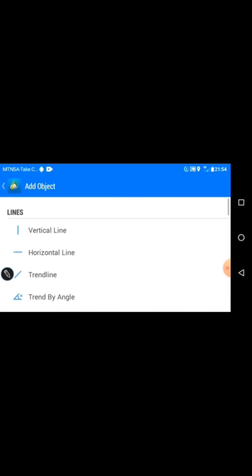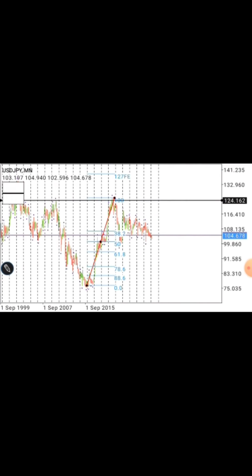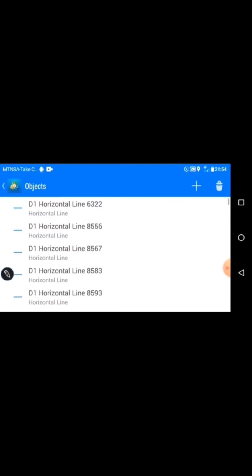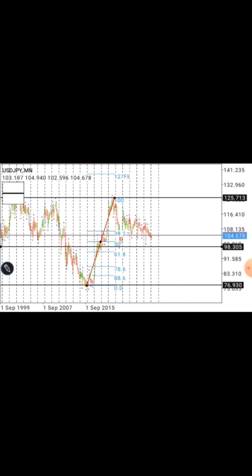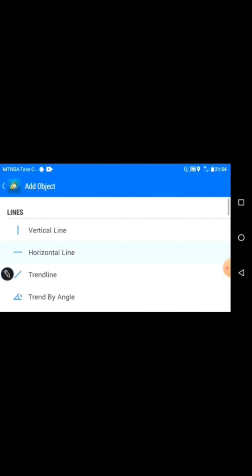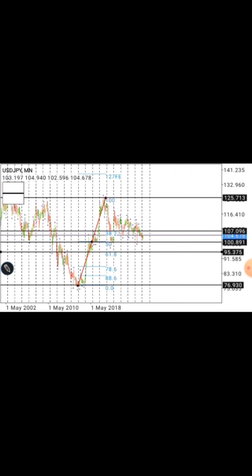Okay, so I'm just gonna plot my horizontal lines at 100, which is the highest point, and I'm going to plot another one at the lowest point, which is 0, and another one at our retracement level of 38.2. Then I'm going to plot another one at a level of 50, and the last one at the level of 61.8, and let's see how it plays out on a smaller time frame.